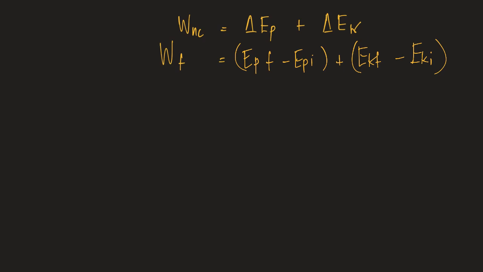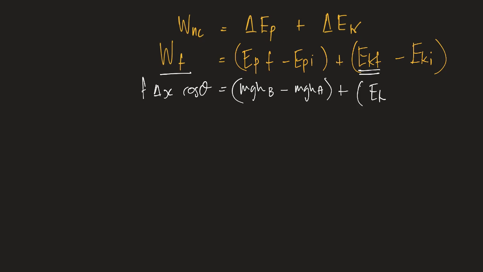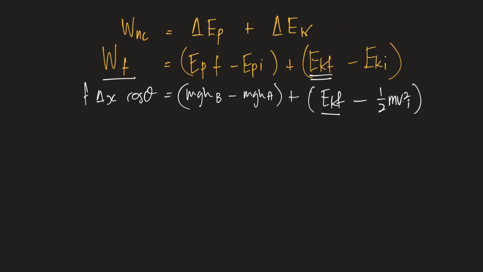Right, work done by friction I don't have. So I know that I've got to work that out. F delta X cos theta equals the change in EP, right? That's something that I might have to work out. So MGH at point B minus MGH at point A. That's something. Plus, I need to find the EK final now that I've got friction. So I've got EK final minus, because that's what I'm looking for, half mv squared initial. Alright, so the subject of my formula is over here. All right, let's sort that out.